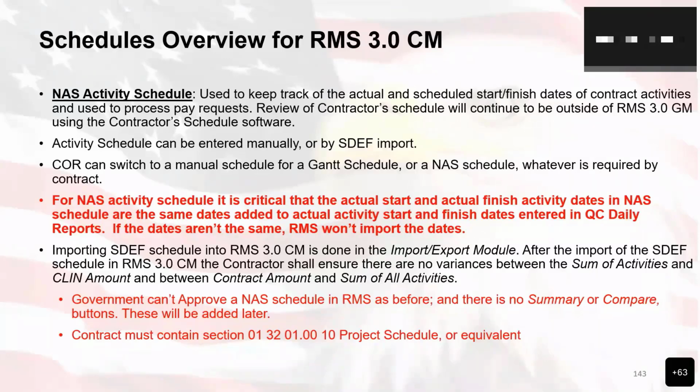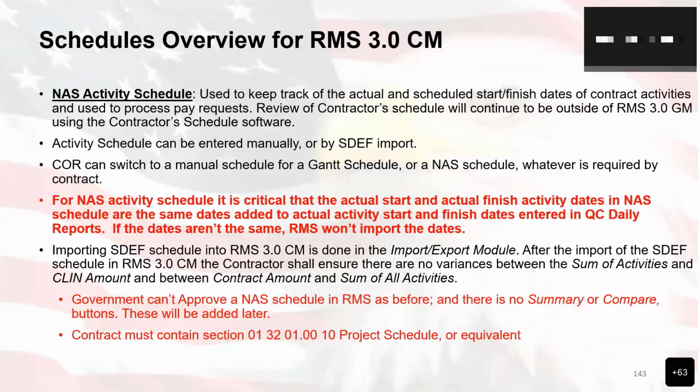For the network analysis system activity schedule, it's critical that the actual start and actual finish dates of activities in the NAS schedule are the same dates added to the actual activity start and finish dates as entered in the QC daily reports. If the dates aren't the same, RMS will import the dates, and that's because of one of the constraints. We did show that yesterday, where when you're setting up your contract setup and you go to the submittals and schedules tab, there is a checkbox down there that forces the constraints for the schedule dates to match the QA start and finish dates. So importing an SDEF schedule into RMS 3.0 contractor mode is done in the import export module. We did show that yesterday as well.